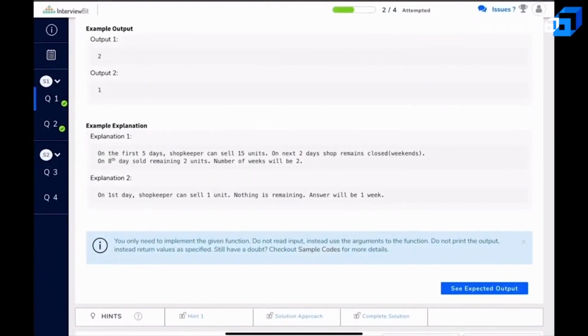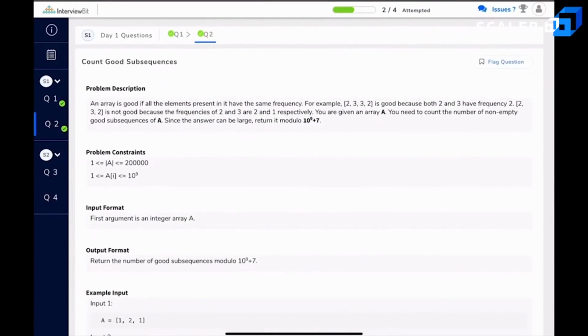Now let's look at the second problem, which was the medium problem, count good subsequences. An array is good if all the elements present in it have the same frequency. For example, 2, 3, 3, 2 is good because both 2 and 3 have frequency 2. 2, 3, 2 is not good because the frequencies of 2 and 3 are 2 and 1 respectively. You are given an array A, you need to count the number of non-empty subsequences which are good. Since the answer can be large, you need to return it modulo 10 raised to 9 plus 7. The length of A will be around 2 into 10 to the power 5, and the value of A[i] will be between 1 and 10 to the power 9.